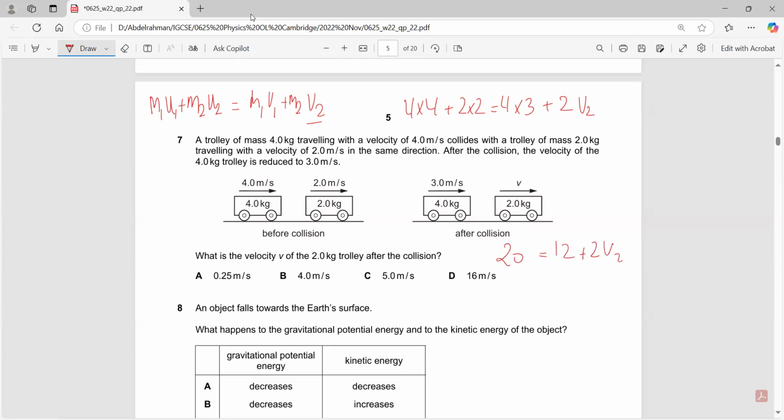A lot of you would do this fatal mistake of adding 12 and 2. You can never add 12 and 2. Please do not do this very silly mistake, if I might say. Just subtract. So subtracting this would be 8 equals 2v2, divided by 2. This would give you an answer of 4 meters per second.